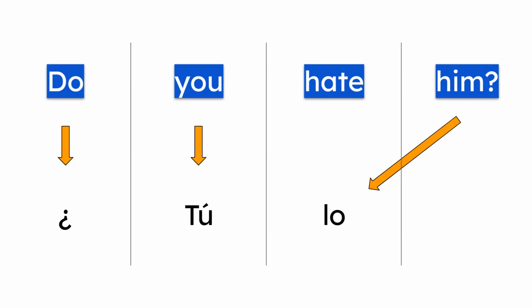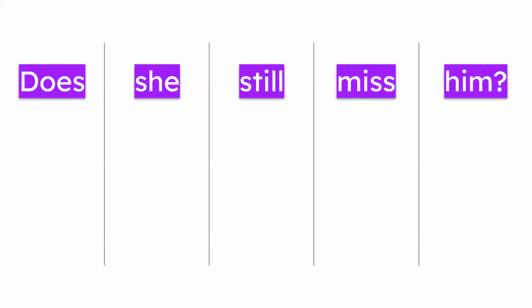Lo. To lo, and the verb hate is odiar. Odiar. So, an AR verb, and that means we say tú lo odias. ¿Tú lo odias? Why? ¿Por qué? Okay, very good. Next question.